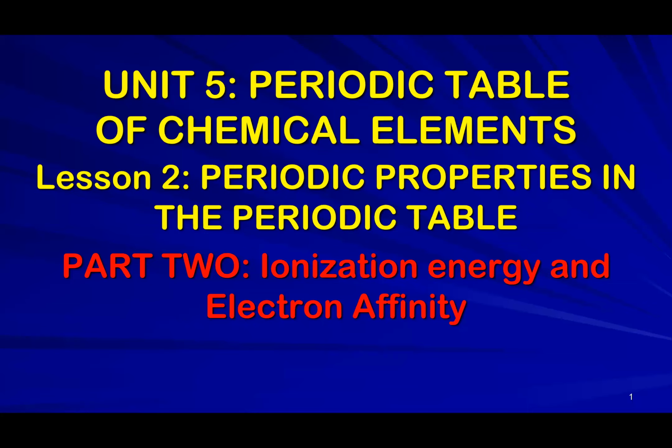Today, we will continue with unit number 5, the periodic table of chemical elements, and the lesson is the second, part 2. The first part was the variation of atomic and ionic radii, and today it will be the trends in the variation of ionization energy and electron affinity.